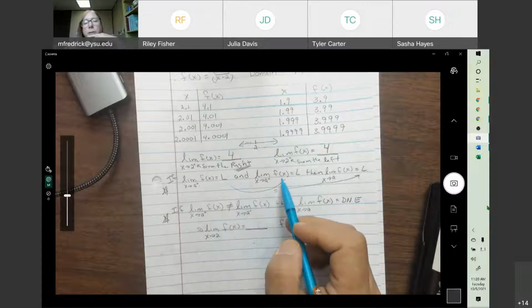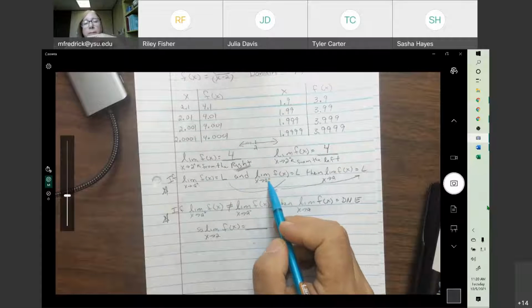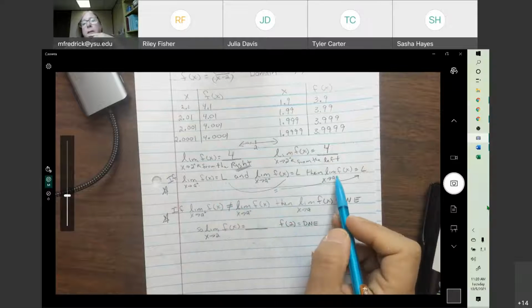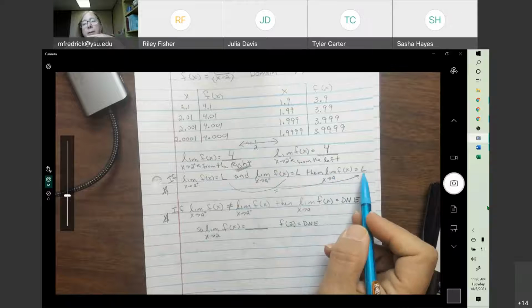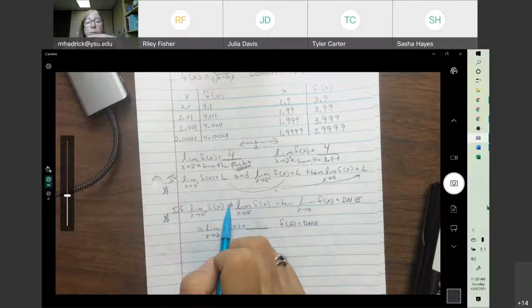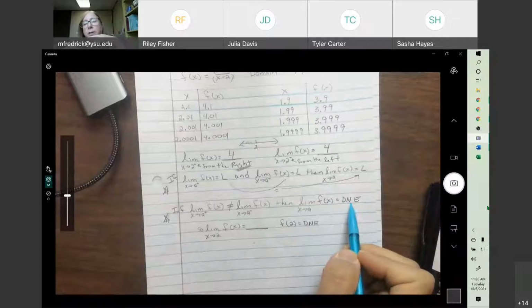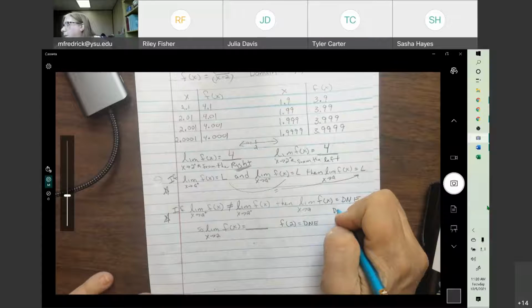Now when these two are equal from the left and from the right, then at that value, it's the same limit. If they're not equal, then the limit at that value does not exist. So DNE means does not exist.